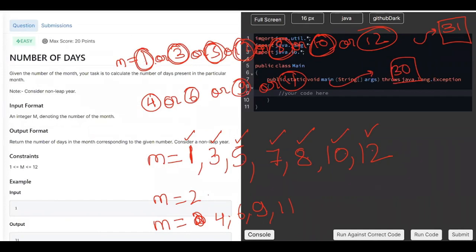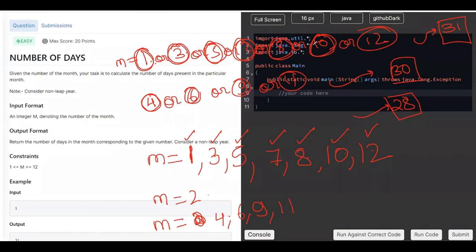Okay. But if all these are false, right? That is, 1 is not there, 3 is not there, 5, 7, this is also discarded. And you are not looking at month number 4, 6, 9 or 11. This is also discarded. So the last possibility is that you are at February. And so we will be returning 28. So you just have to check what is the month number. And depending on what month number you are looking at, you can directly tell me the answer.